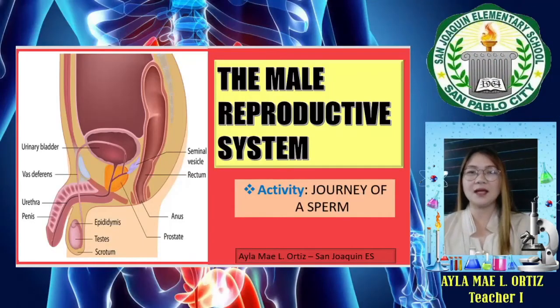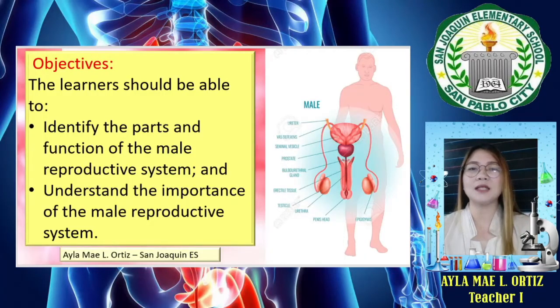This morning, I will discuss to you the lesson in Science 5, which is the male reproductive system. In this lesson, our objectives are: the learners should be able to identify the parts and function of the male reproductive system and understand the importance of the male reproductive system.